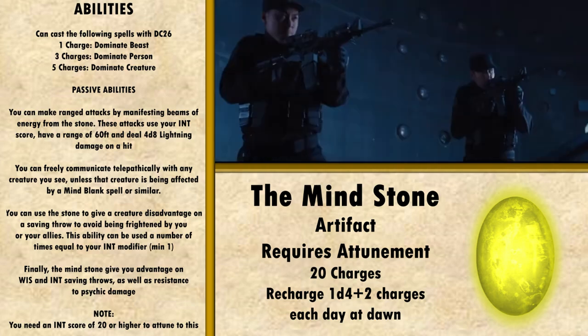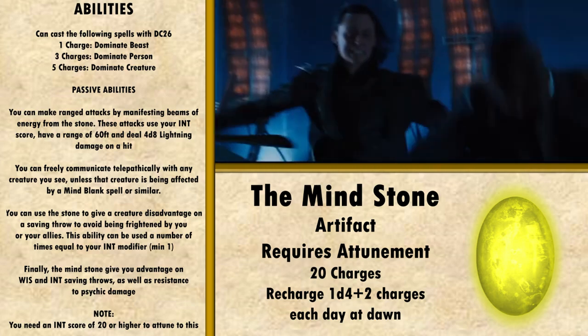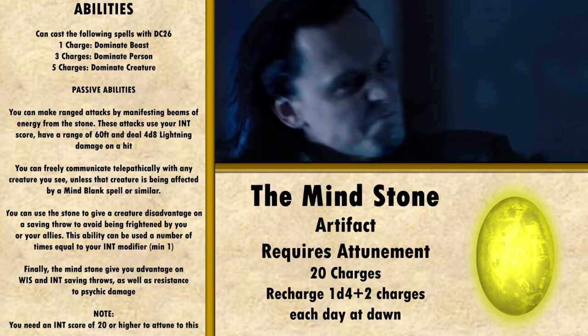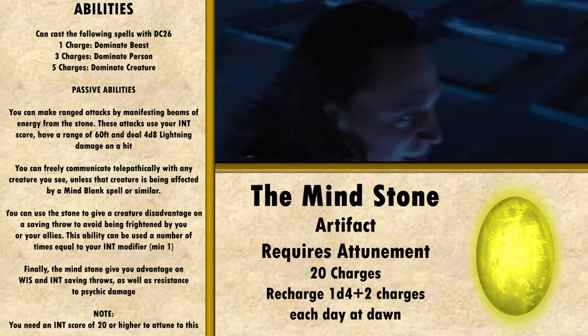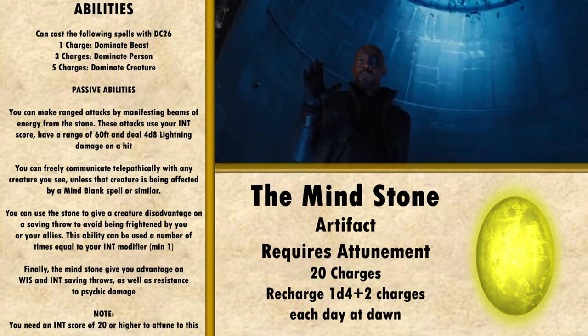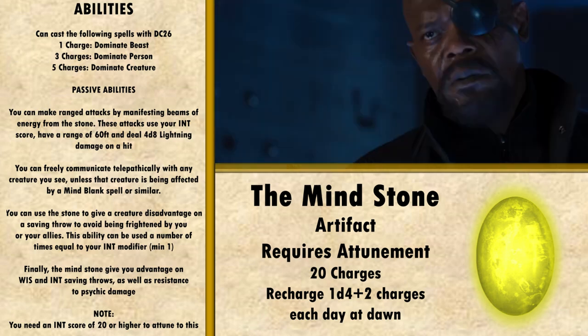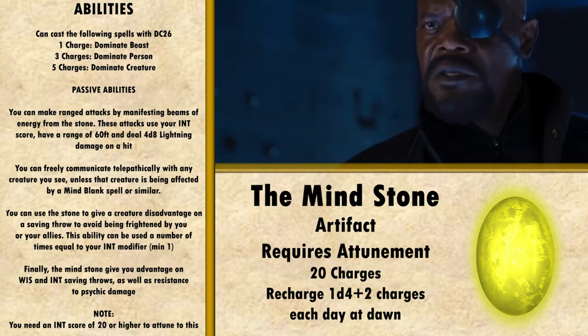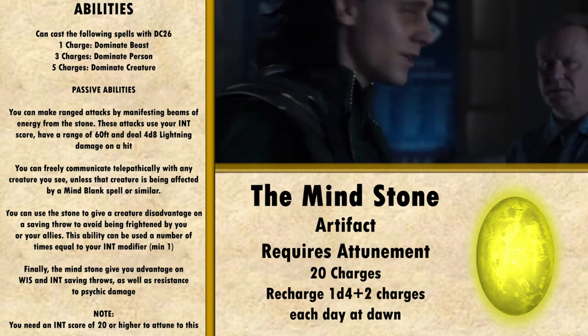The first of these is the ability to manifest beams of energy to make ranged attacks. These attacks use your Int score and have a range of 60 foot. On a hit, they deal 4d8 lightning damage. Next, you are able to freely communicate telepathically with any creature you see, unless that creature is being affected by a mind blank spell or a similar spell or magic effect.